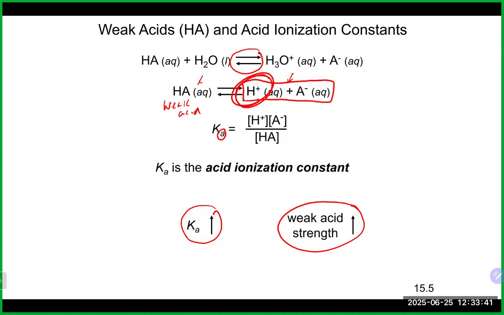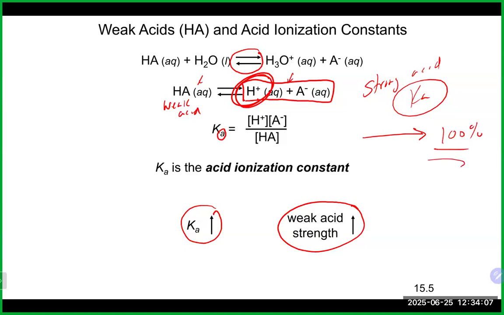Now, does a strong acid have a Ka value? The answer is no, right? Because the difference between a strong acid and a weak acid is that a strong acid is a one-way street. It's going to 100% dump out on the product side. There's nobody going back, so it will not set up an equilibrium. So we do not see Ka values for strong acids.